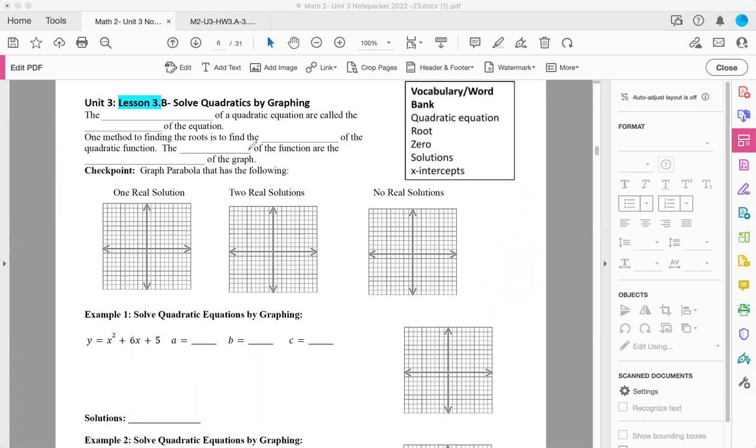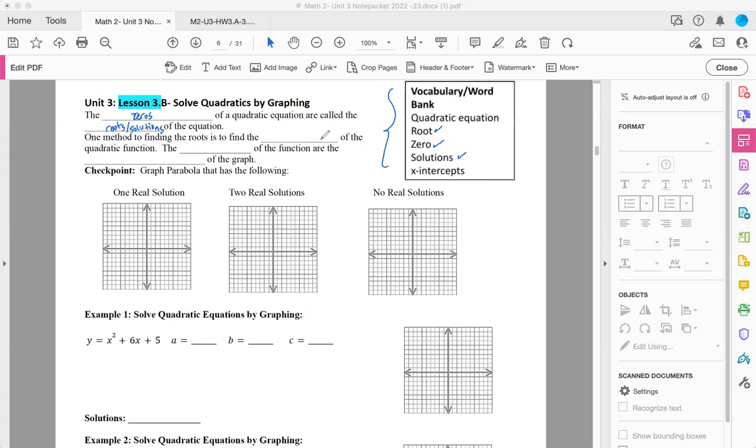So, to fill this out, it says the blank of a quadratic equation are called the blank of the equation. We're using this word bank here. We can say the zeros are also called the roots. We can call them the roots, we can call them the solutions. These are the same words, technically: roots, zeros, solutions. They're interchangeable.